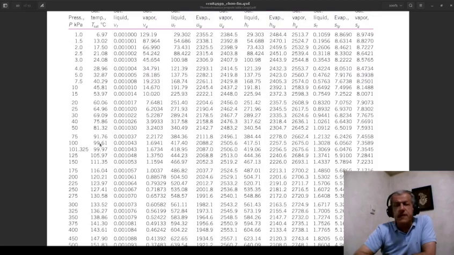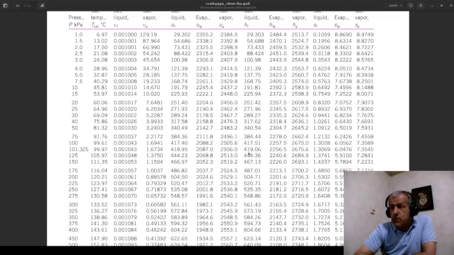Okay, this is the saturated temperature, a specific volume at liquid phase, saturated liquid, saturated vapor, and all the rest of the properties, UF, UFG, UG, HF, HFG, and HG, and all the rest are written down here.